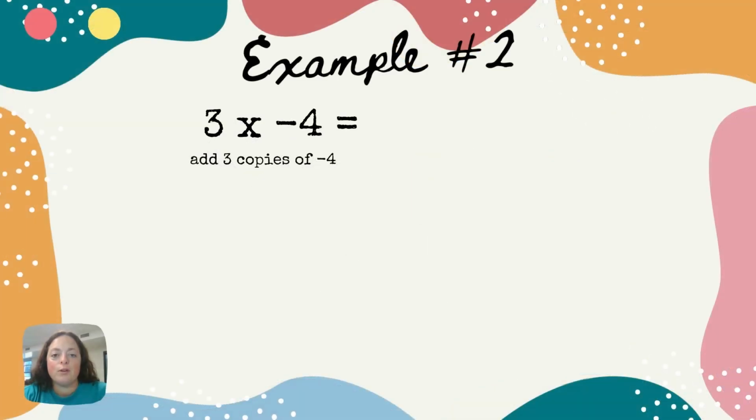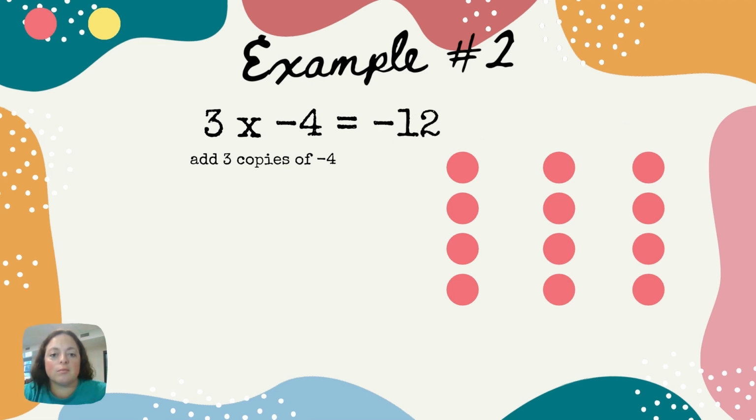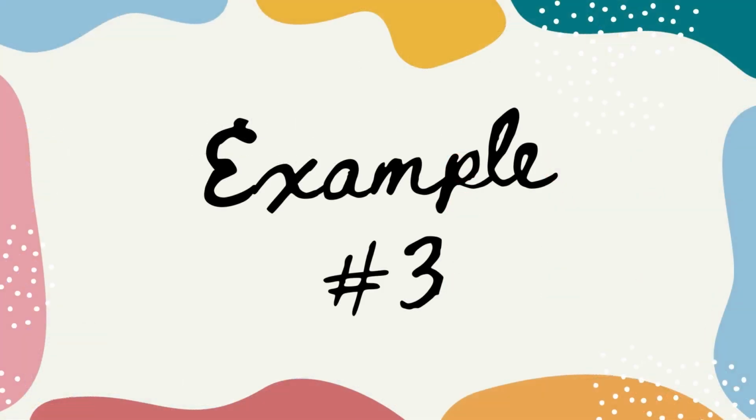Example number 2, 3 times negative 4. Remember, multiplication is repeated addition. So we'll start with 0, and then we'll add negative 4 3 times. Negative 4 plus negative 4 plus negative 4. If we add all these counters up, we get 12 negatives, negative 12. So 3 times negative 4 is negative 12.